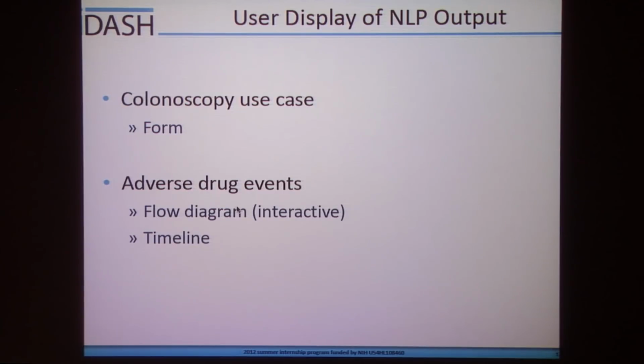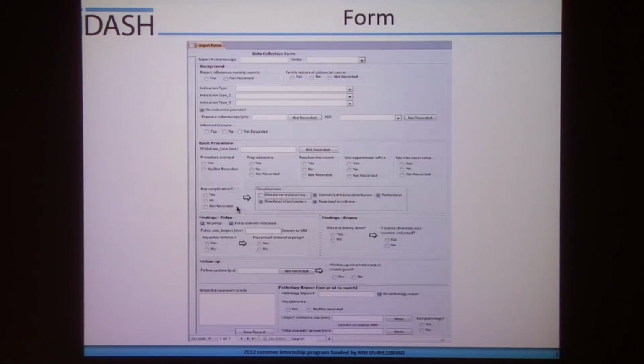And again, this depended on the use case. So for the colonoscopy use case, the user was most interested in seeing a list of things to be marked off when they were done. So a form like this might suit the needs of this user.